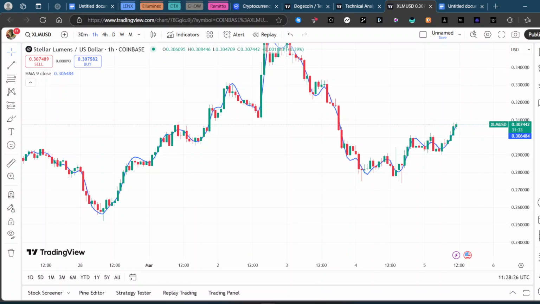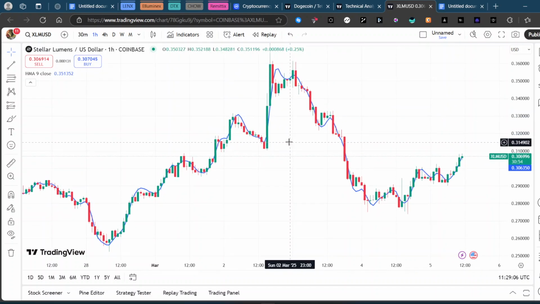All right, now let us jump right into it. We're going to start by understanding what the Hull Moving Average is, and what makes this moving average unique. Now, the Hull Moving Average, HMA for short, was developed by Alan Hull to address one major issue with traditional moving averages, which is lag. Unlike the SMA, the simple moving average, and the EMA, the exponential moving average, which can be slow to react, the HMA is designed to be fast, smooth, and responsive.